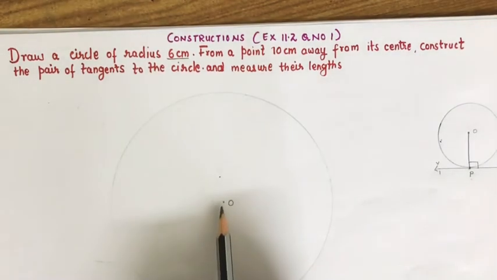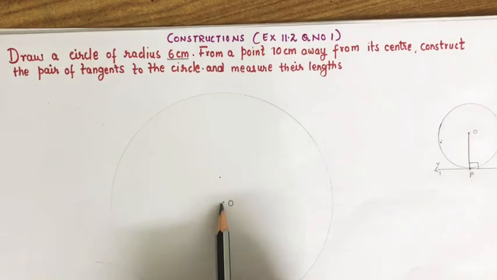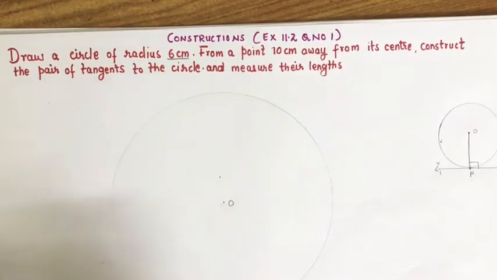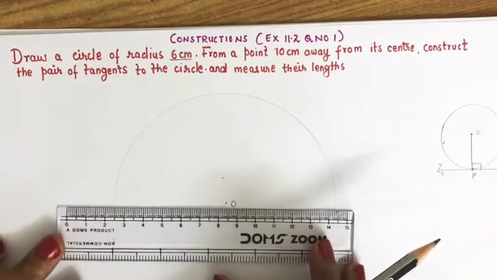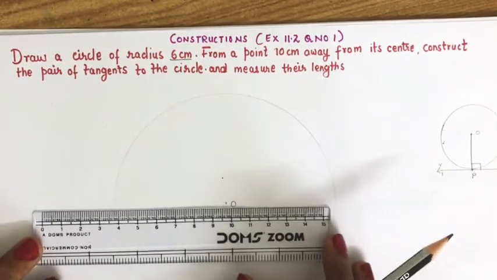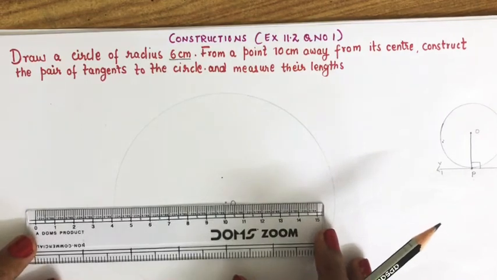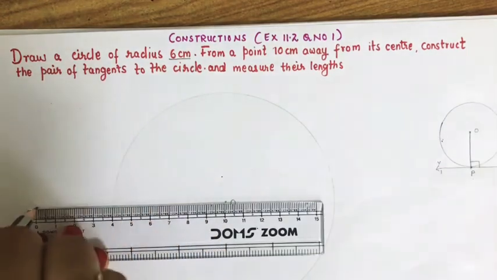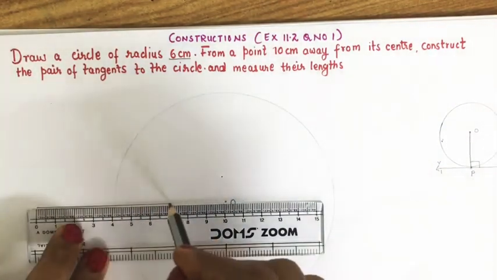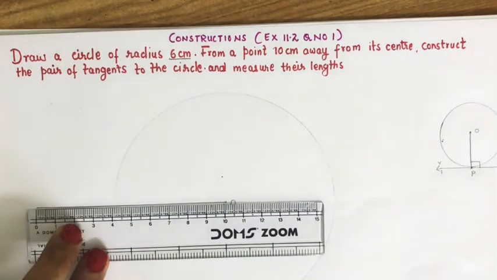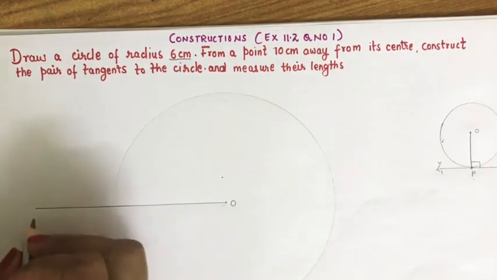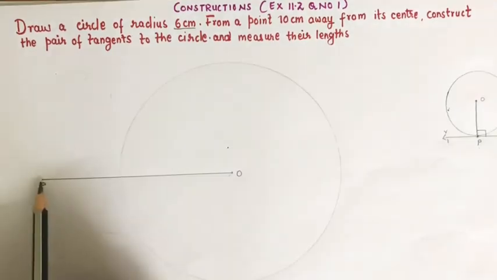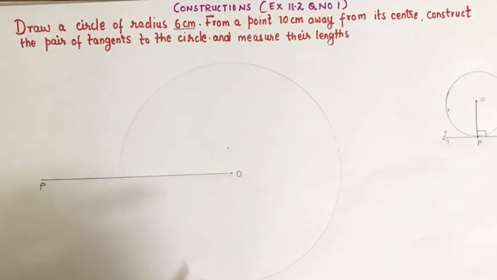Now, a point 10 centimeter away from its center. So the next step would be, you will take a point 10 centimeter from the center. Obviously this point will be outside the circle, isn't it? So I am taking this point here, right? I'll just draw a line. So this is your line. I'll give the point as P. From point P, you need to draw two tangents to this circle.